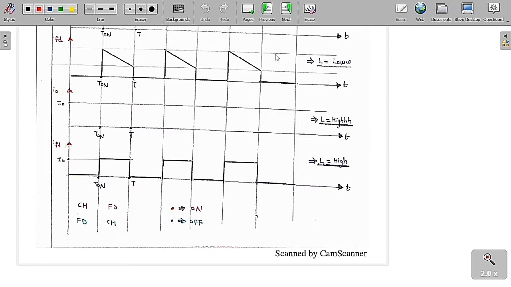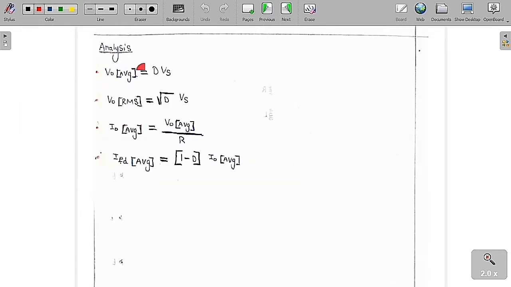and the remaining two graphs are for when the load inductance is low. You can see that from 0 to T on, the chopper is on, so the freewheeling diode is off. Similarly, from T on to T, the freewheeling diode is on, so the chopper is off. The red symbol indicates that these are on, and the blue symbol indicates that they are off. So these are the graphs we get when the load inductance is low and when it is high. Now I want to find the analysis of this circuit.